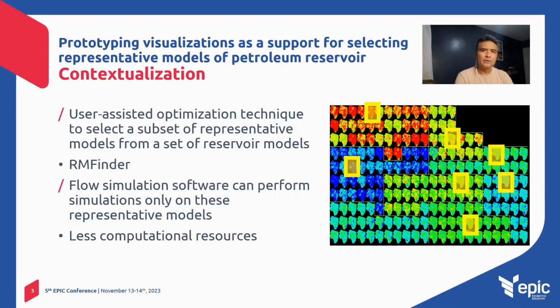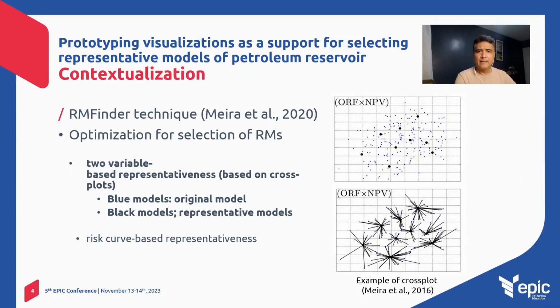The selection of representative models uses a user-assisted optimization technique to select a subset of representative models from a set of reservoir models. In the process, the RM Finder is used. RM Finder is used in flow simulation that can only perform simulations on these representative models. Therefore, it is a process that requires fewer computational resources and processing time. It is both a software and an optimization technique for the selection of representative models.